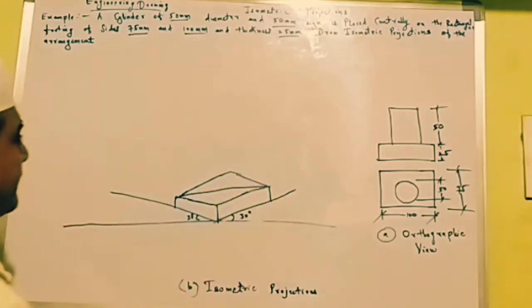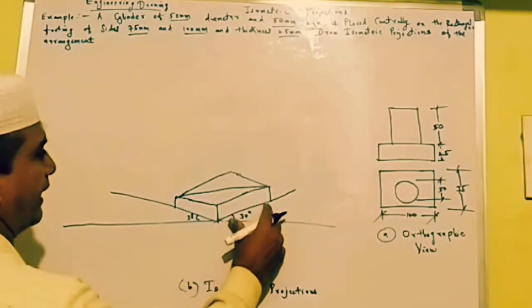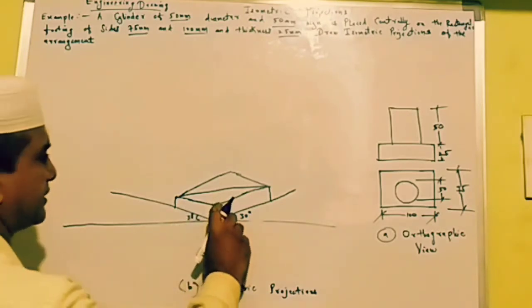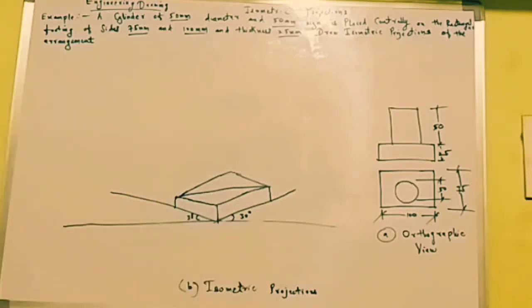Okay. Now this is 100 into 0.816. This is 75 into 0.816. This is 25 into 0.816. Okay. Now this is our footing.